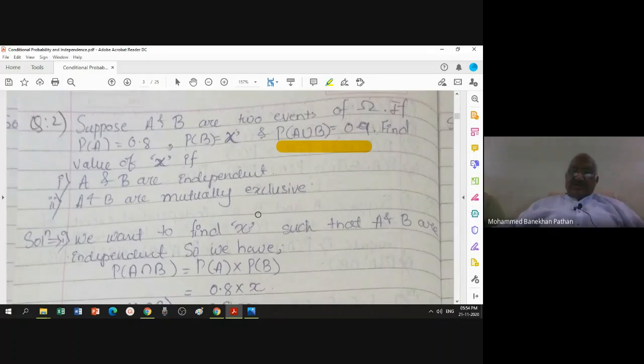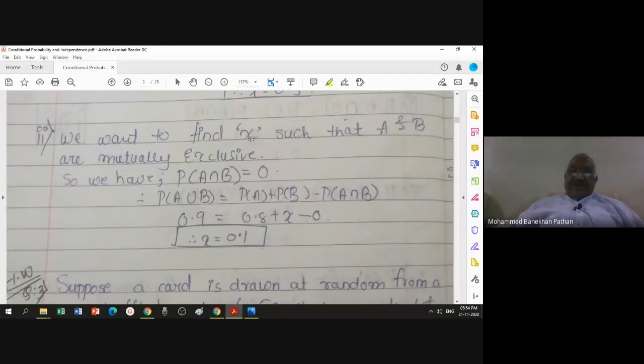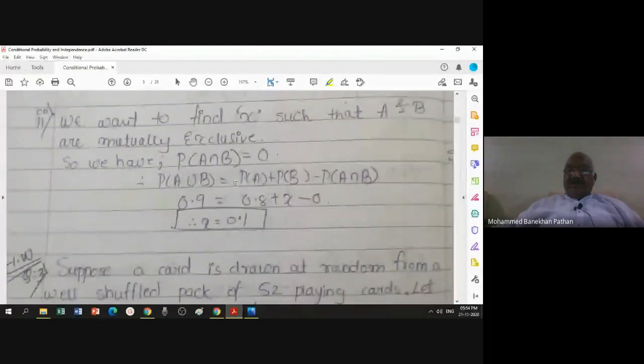Now, if they are mutually exclusive, what will be the value of X? That we'll try to decide. We want to find X such that A and B are mutually exclusive. So we have probability of A intersection B as 0. Why is it 0? Because according to chapter 1, sample space and event, A and B are mutually exclusive if they don't have anything in common. That means A common B is phi, and probability of phi is 0. Use the addition theorem of probability. Put the values which are given. This is 0. So X equals 0.1. That means probability of B should be 0.1 under the condition of mutually exclusive.